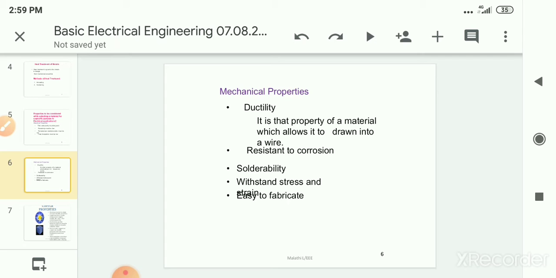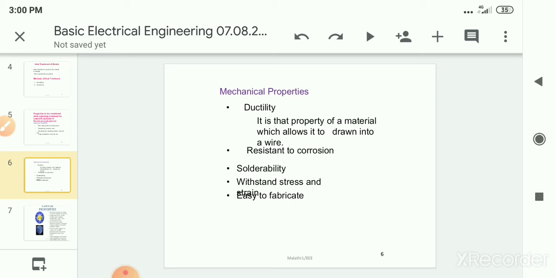Right? And they should have low density to be lighter in weight. If the wires are very heavy, then it is very difficult for transmission and distribution. So it should be light in weight but have good mechanical strength. The material should not lose its electrical and mechanical properties with variation in atmospheric conditions. It should definitely withstand stresses and strain, and it must be easy to fabricate. These are some mechanical properties.